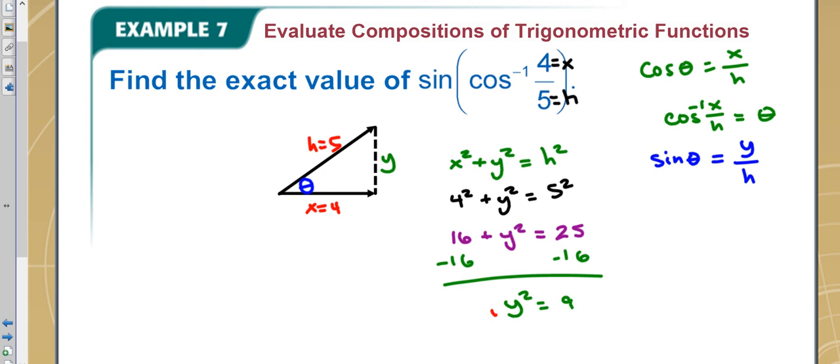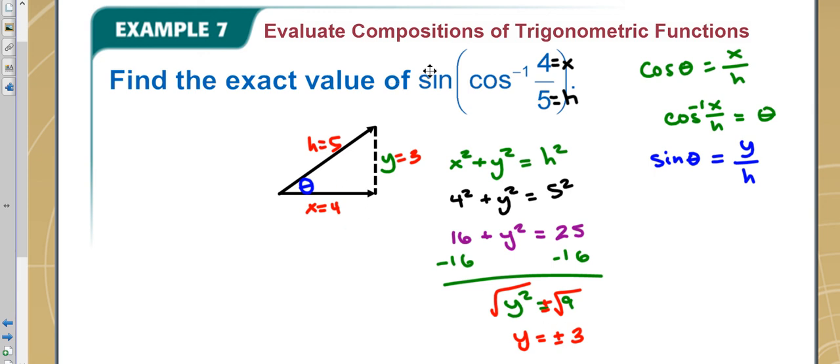To get rid of a square, I do square root, and anytime you do a square root, you should have plus or minus. So y equals plus or minus 3. Anytime you use an even root that's not originally there, you do a plus or minus. That means y could be positive 3 this way, or we could have drawn this with the positive x and the h going this way, and the y being negative.